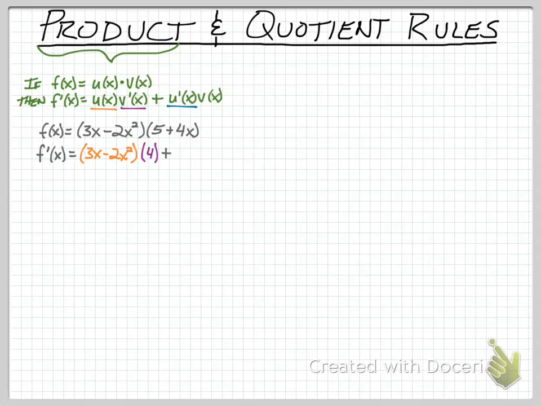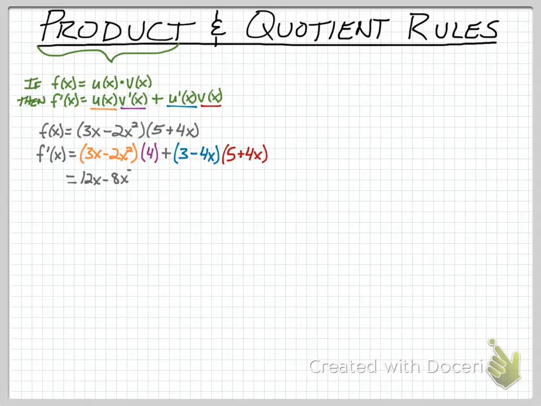So here we've got a couple things that we have to do. We're going to have to take the derivative of 3x minus 2x squared, and we know that that is going to equal 3 minus 4x. Then we are going to take the original function v of x and just plug that in there, and we have 5 plus 4x. Okay, so now what do we do with all this? Well, we just start multiplying and simplifying.